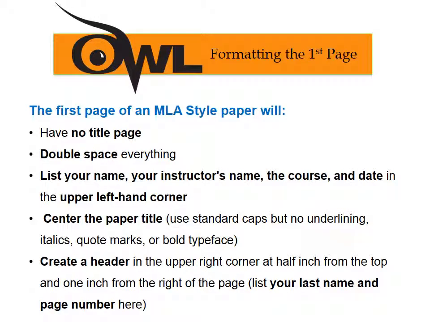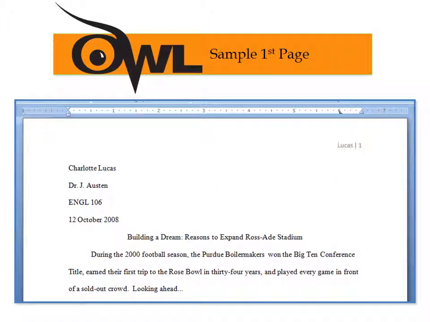The first page of an MLA style paper will have no title page. Double space everything, and list your name, your instructor's name, the course and date in the upper left-hand corner. Center the paper title using standard caps and no underlining, italics, quote marks, or bold typeface. Create a header in the upper right-hand corner at 1/2 inch from the top and 1 inch from the right of the page with your last name and the page number. And that goes even on the first page. This is an example of what that should look like.